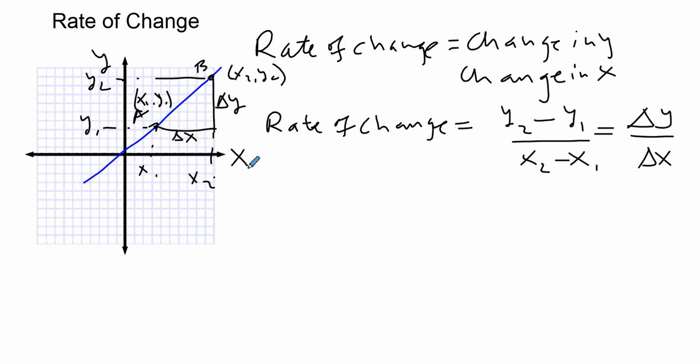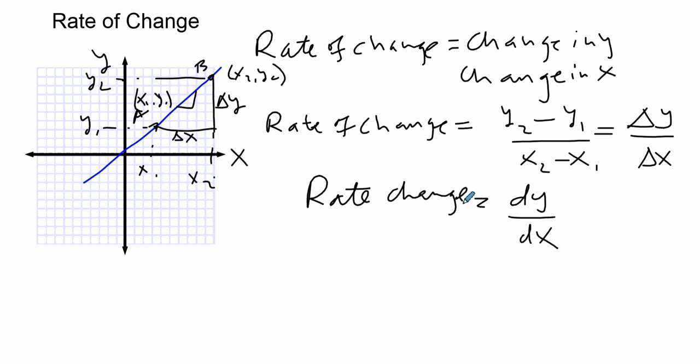And for very small changes, we can write this the same as dy over dx. If you're doing derivatives, this is related to the derivative. So slope is related to derivative. Finding the derivative of a function is the same as trying to find the slope at a certain point, and that's what dy over dx is, and that's what we will be doing now.